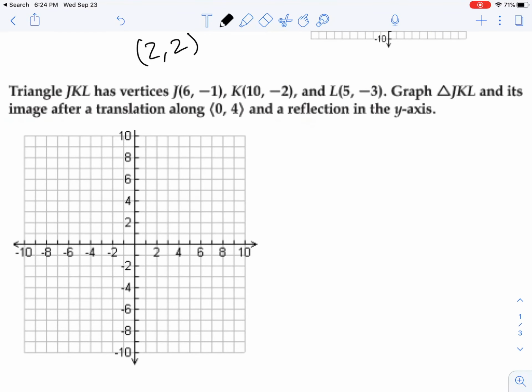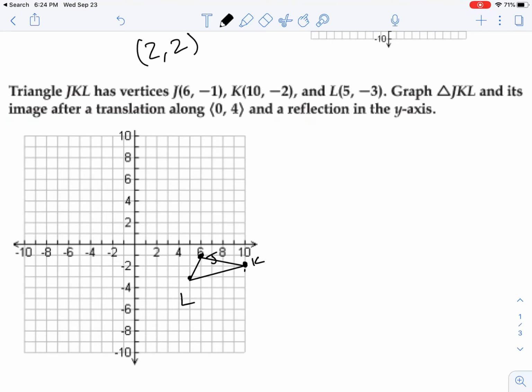Triangle JKL has vertices. J is at 6, -1. Again, a vertex is just a corner. So that would be J. K is 10, -2, which is right there. That's K. And L is 5, -3. I'm going to draw my triangle here.